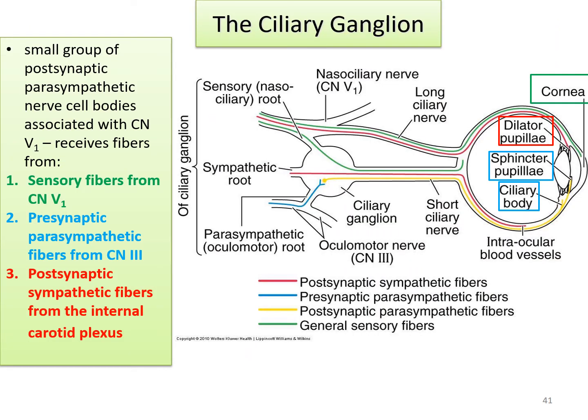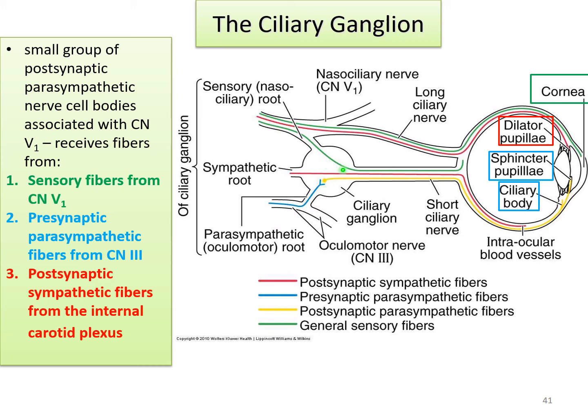The ciliary ganglion that we have here just has a small group of postsynaptic parasympathetic nerve cell bodies. It's pretty small. It's also hard to find in lab, but it's possible. They're going to be associated with cranial nerve V1 fibers, the sensory fibers. They will just pass through the ganglion, because the only thing that synapses here is presynaptic parasympathetic fibers from cranial nerve number 3.